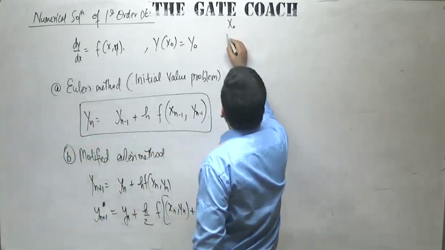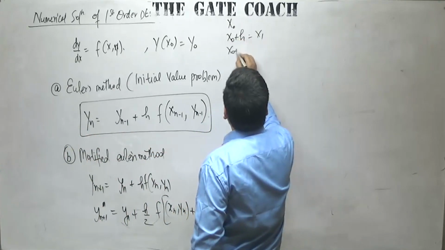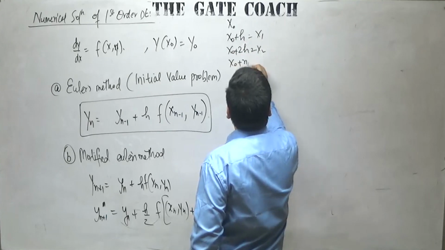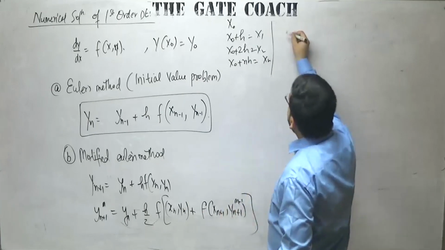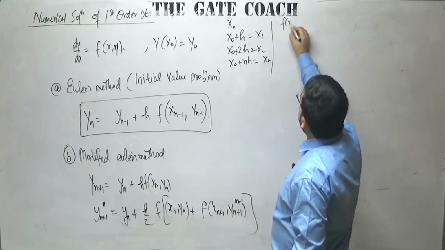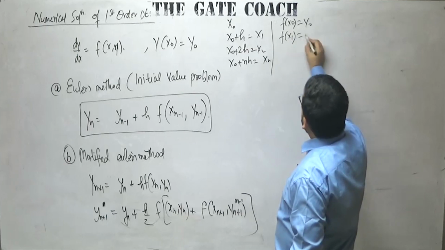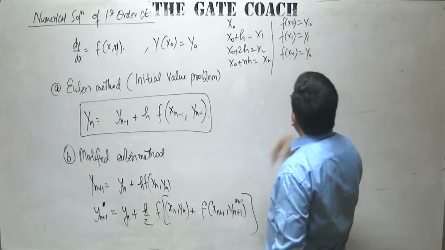First of all, x naught will be given to you, then x naught plus h will be equal to x1, x naught plus 2h will be equal to x2, x naught plus nh will be equal to xn. Okay, and f of x naught is y naught, f of x1 is y1, f of xn is yn.